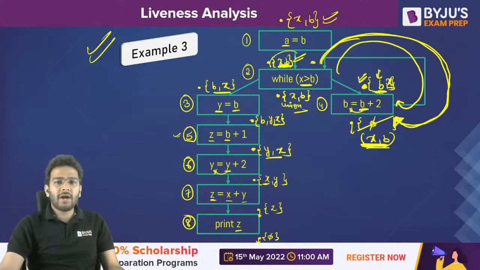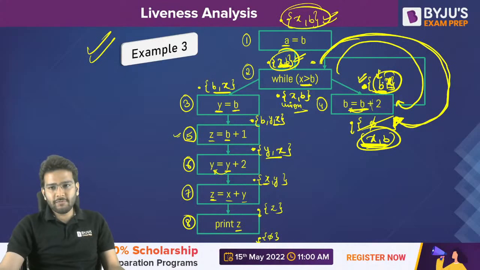So here you had x comma b. So here also you will be getting x comma b. And also here you are going to get x because you are not performing write operation into x. So x comma b is there. So finally you can get x comma b here also. So in case of loop, just you have to make another iteration at least once.